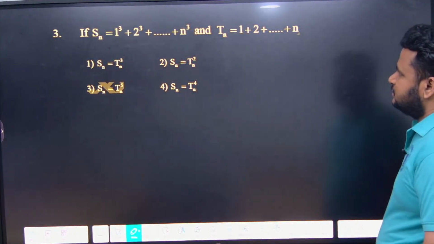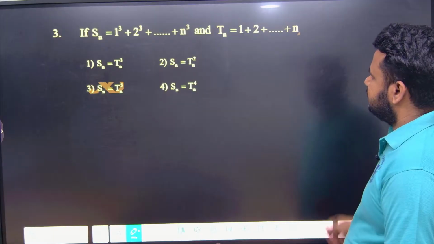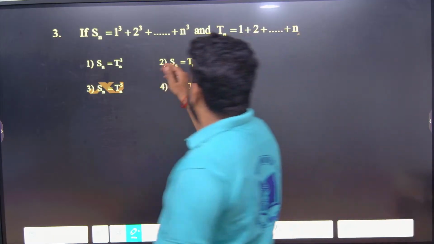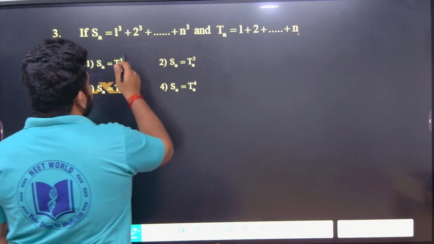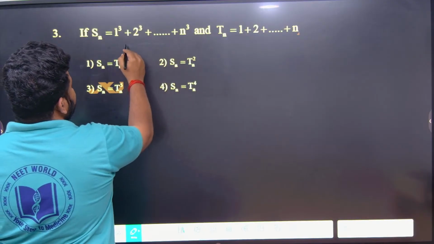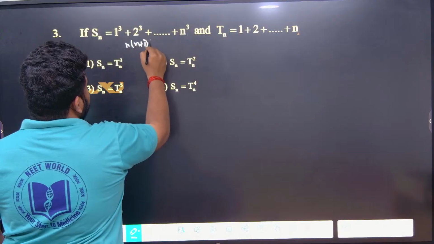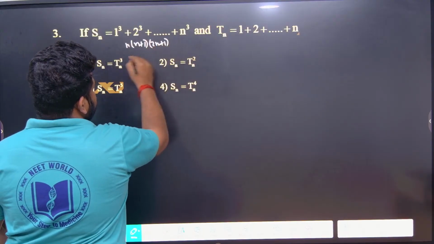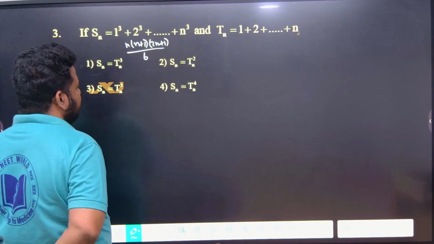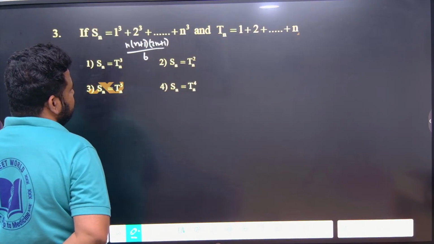Look at this question. If Sn is equal to sum up to n cube and Tn is equal to sum up to n terms, then what is the relation between Sn and Tn? So, Sn is equal to sum up to n cube. Up to n cube means what I can write? Summation of up to n cube, that I can write as n into n plus 1 into 2n plus 1 by 6, correct now, up to n cube. Sum of cubes of the terms, n into n plus 1 into 2n plus 1 by 6.